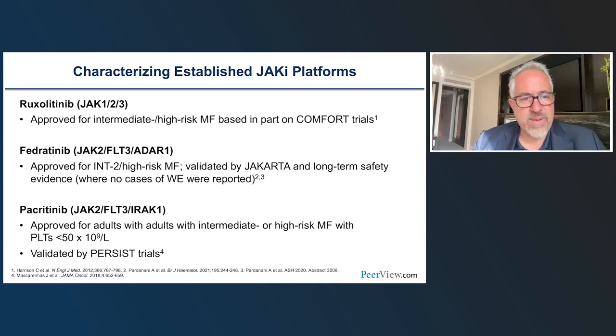Now, with the JAK inhibitors, we have ruxolitinib approved in intermediate and high risk, and fedratinib approved broadly in intermediate and high risk, both in frontline and second line. Pacritinib has a narrower but specific indication for those with marked thrombocytopenia, and we'll get into those data in just a little bit.